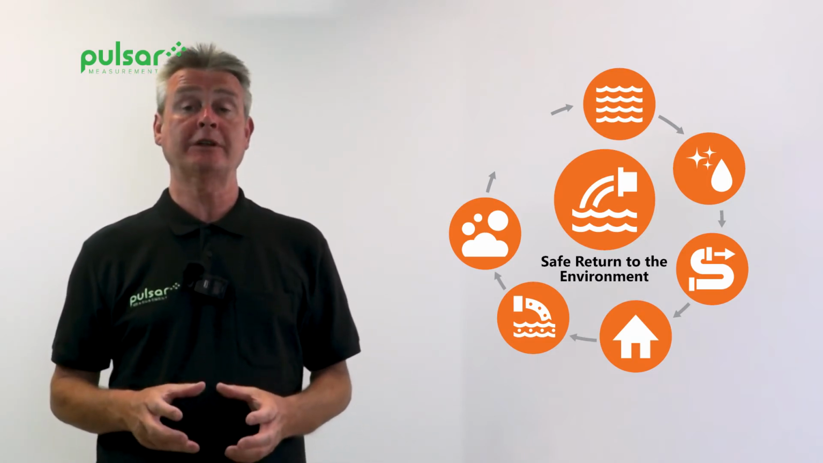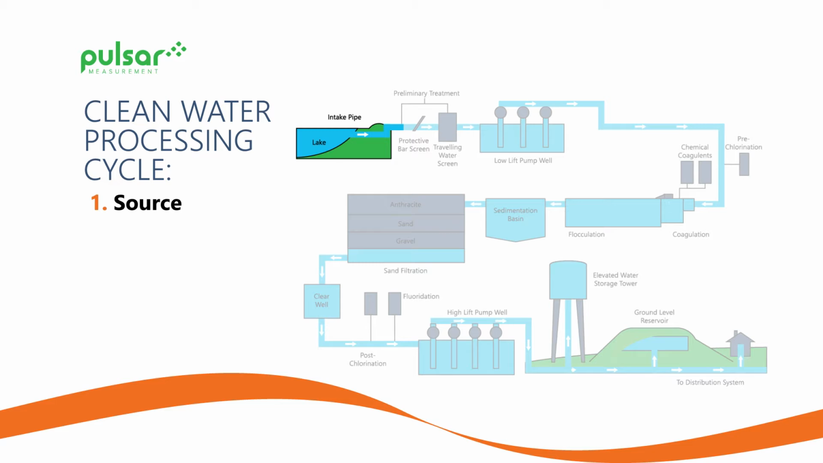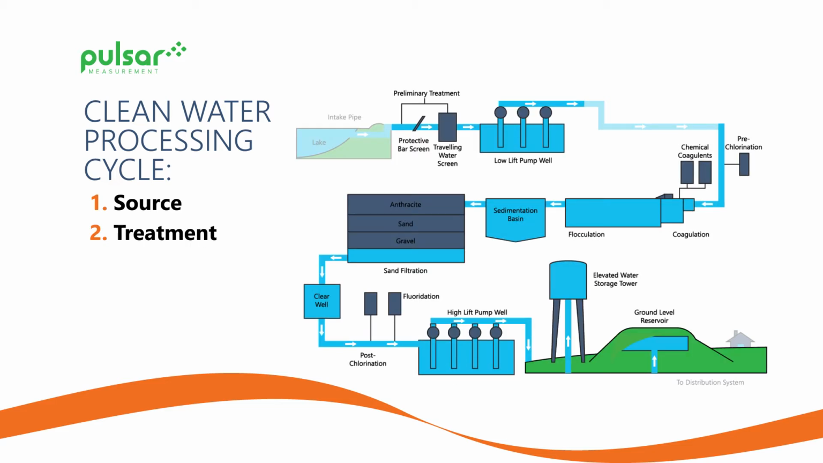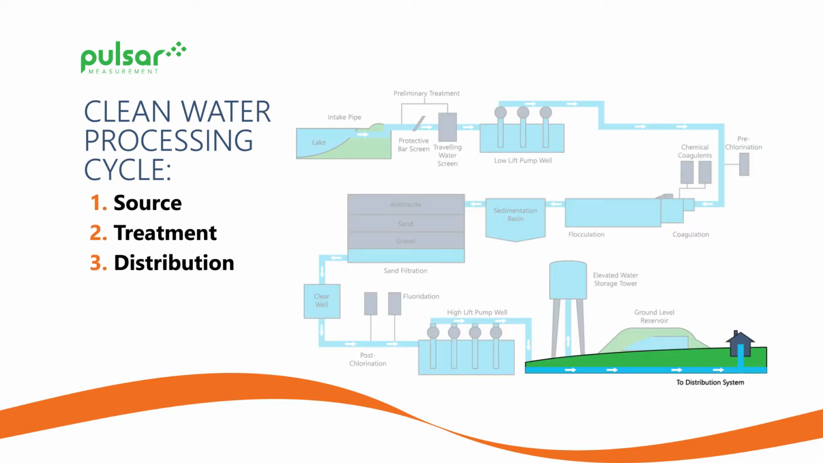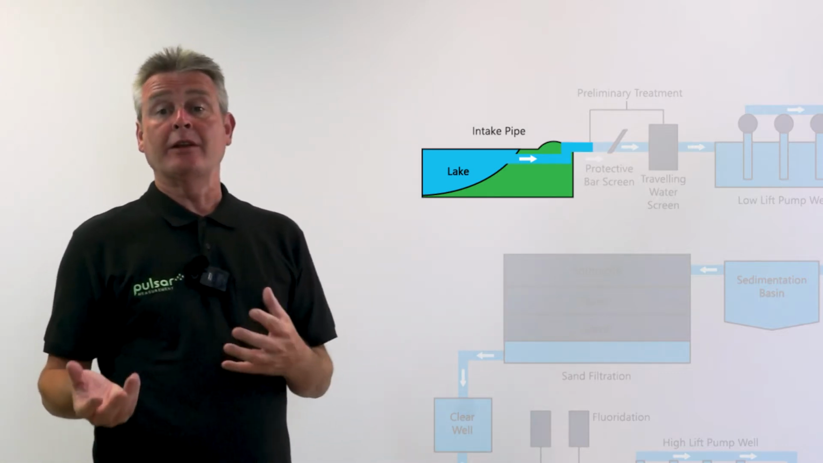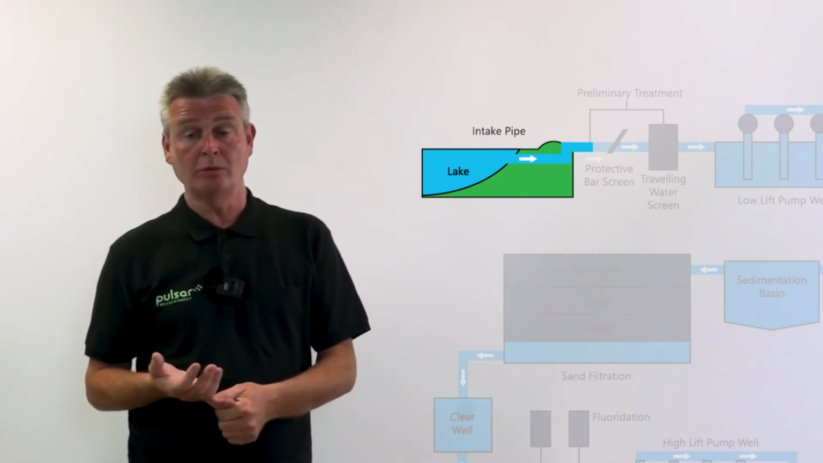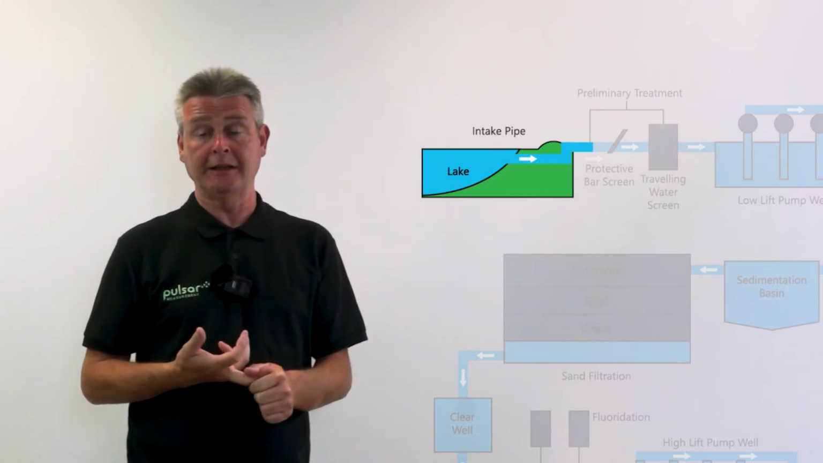often very closely regulated. Here we can see a generic overview of the clean water processing cycle, from its source all the way through to treatment, then on to distribution for commercial and domestic use. In stage one of the process, the source, we can see that the water can be extracted from various different sources. This could be a borehole, it could be a river, it could be a lake.